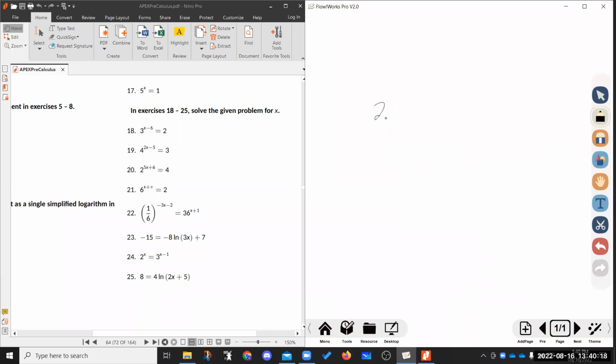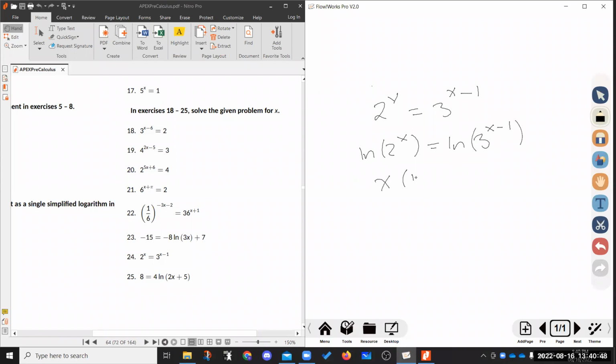2 to the x is equal to 3 to the x minus 1. We've got a problem here where the bases are different. So one of the only ways to solve this is to take a log of something. I'm going to use ln. You could use log base 10. I'm going to take ln of 2 to the x equals ln of 3 to the x minus 1.